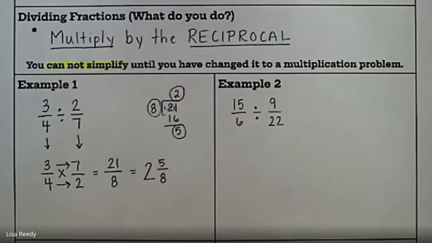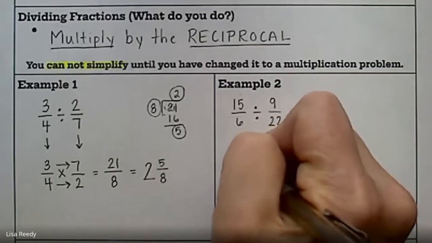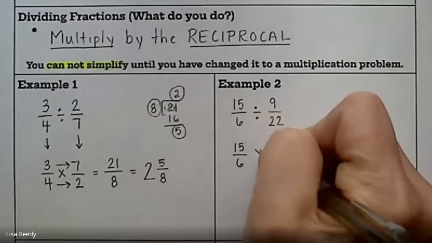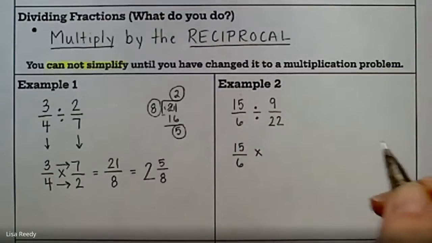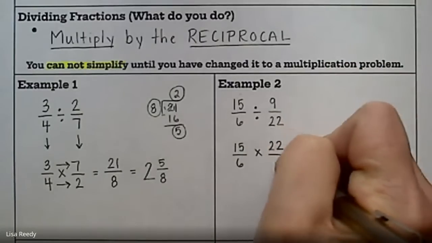And then you'll choose your answer in the choices, and then we'll do the problem after. Okay, so we had 15/6. Division becomes multiplication. And 9/22 becomes 22/9.